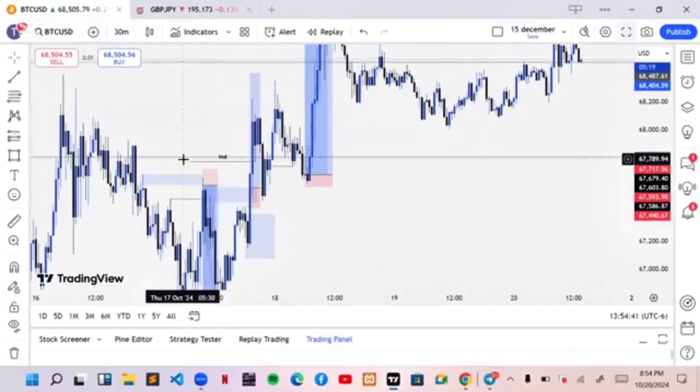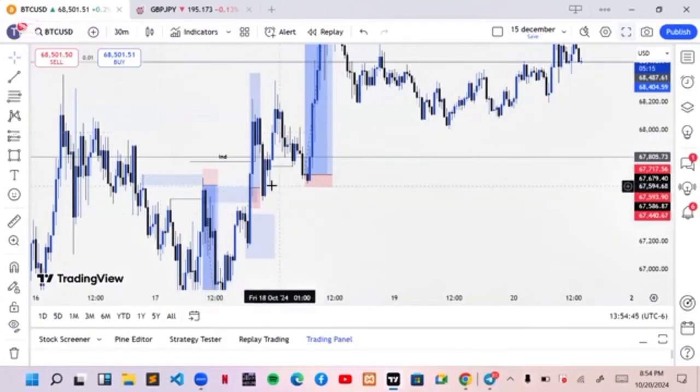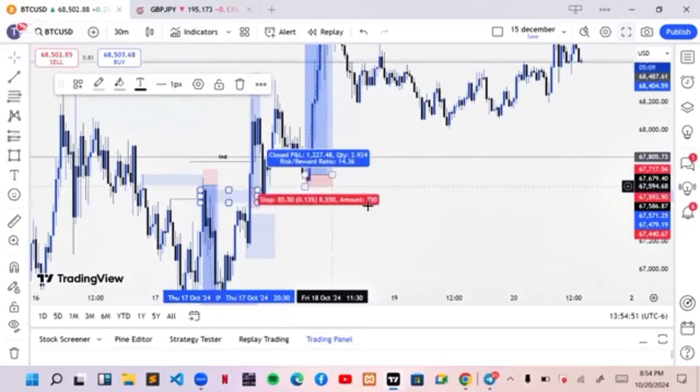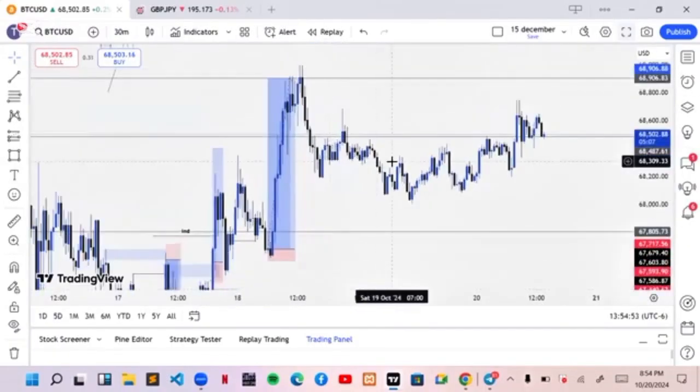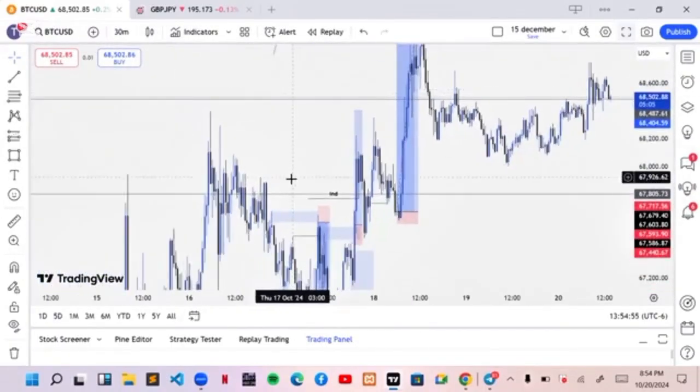Market did the structure shift. This was the inducement, and from this zone was the entry, this breaker block right here. This is what my entry was. So you have to pay attention to this: the point of interest closest to liquidity.